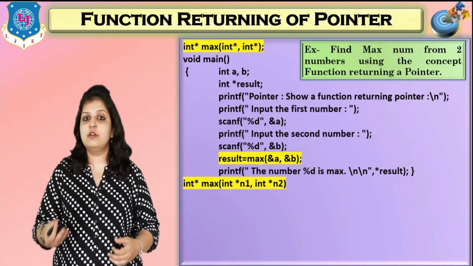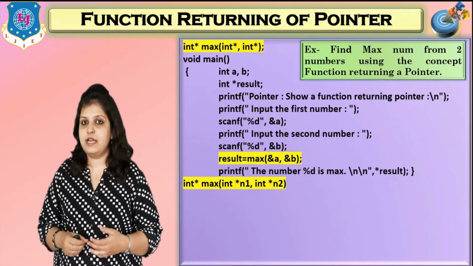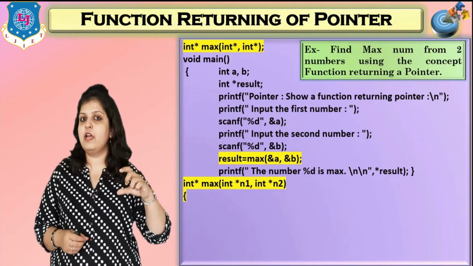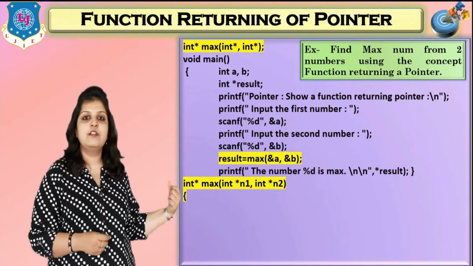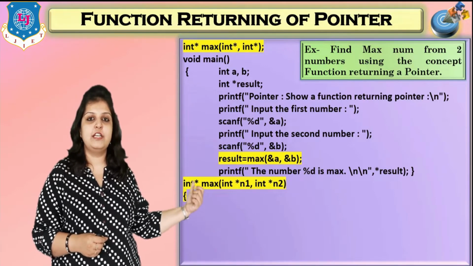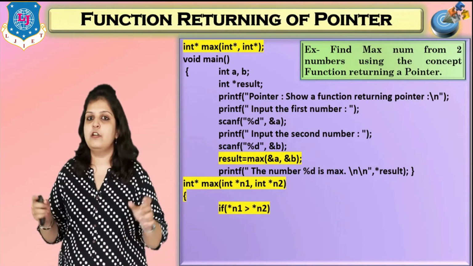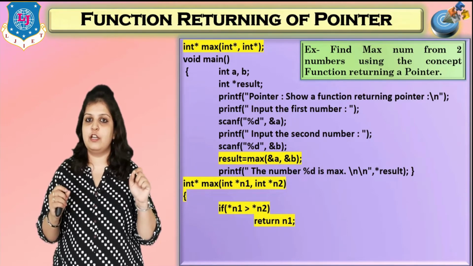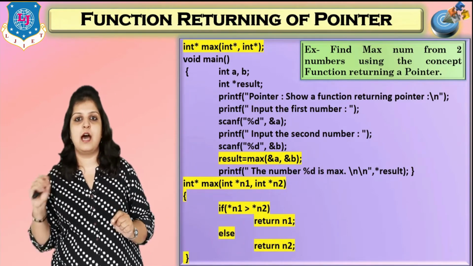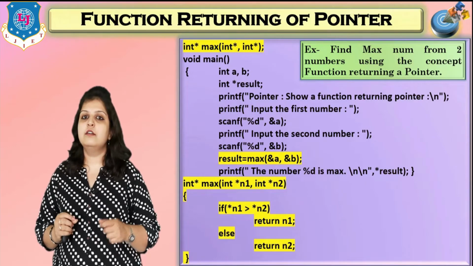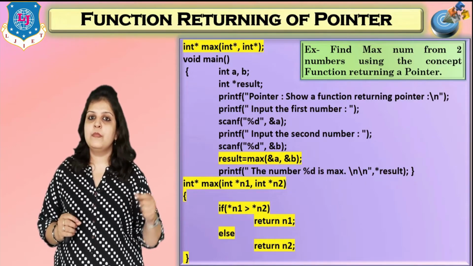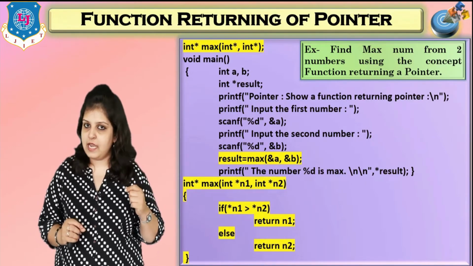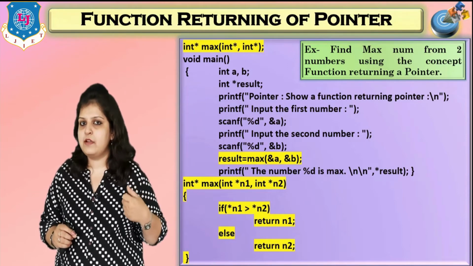Now let's move to the function definition. What do we have to write in the definition? Our whole logic we have to write in the definition part. So write the definition: int asterisk max, and in brackets our two pointer variables, int star n1 and int star n2. Now when this function is called, the value of a is passed to our n1. So suppose I am entering a is equal to 5.